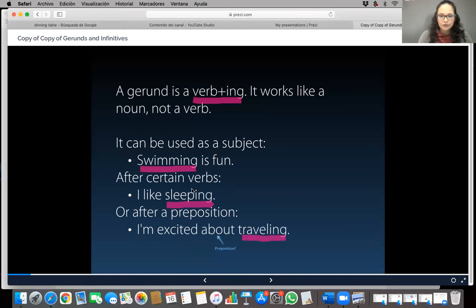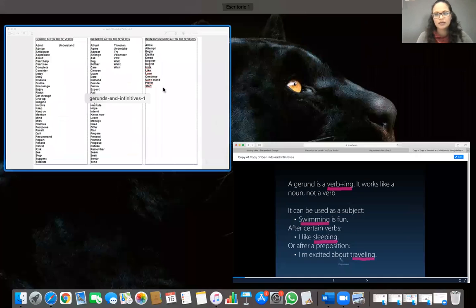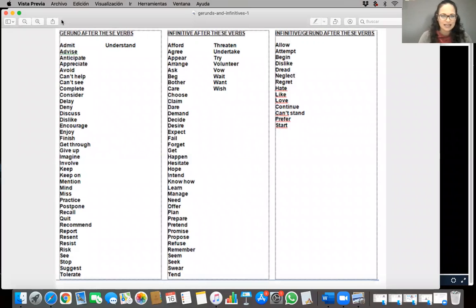Rule number 2, after certain verbs. Okay, again, I'm going to go back to my list, and here you can see a list of gerunds. These verbs are exclusive for gerunds.